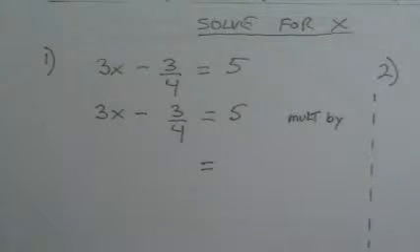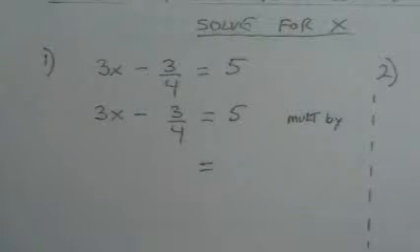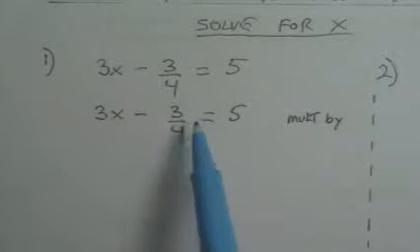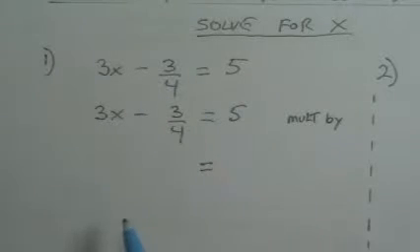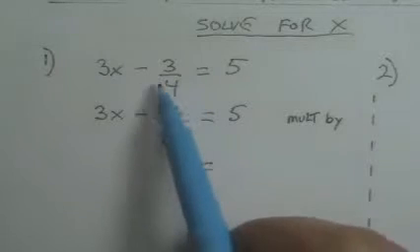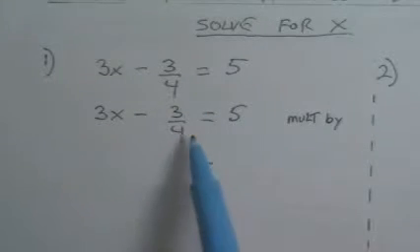Okay, so for all these problems, we're basically going to solve for x. On number 1, I wrote the problem one time, and then we'll work on the second one. That way you know what the original problem was. All right, the first thing to do is to eliminate the denominator. Okay, so we'll eliminate that denominator.